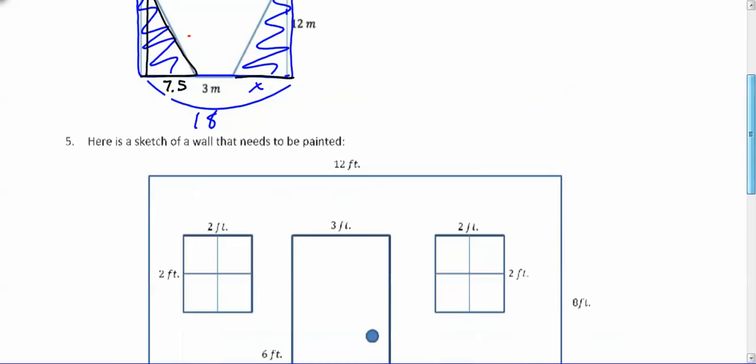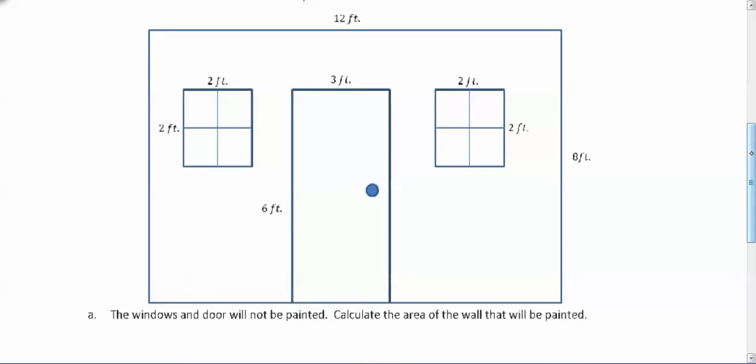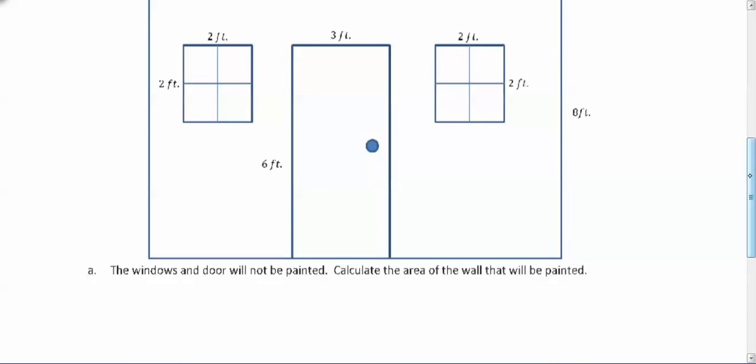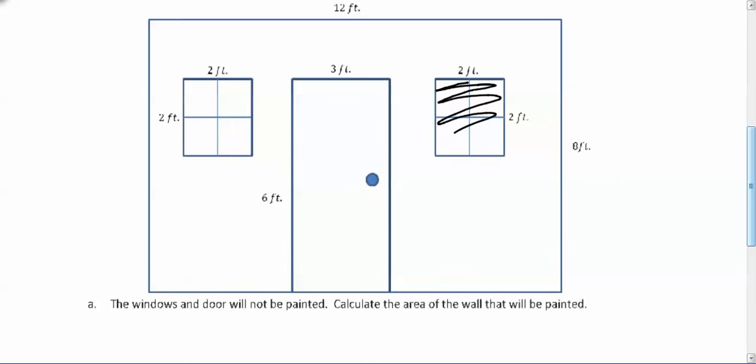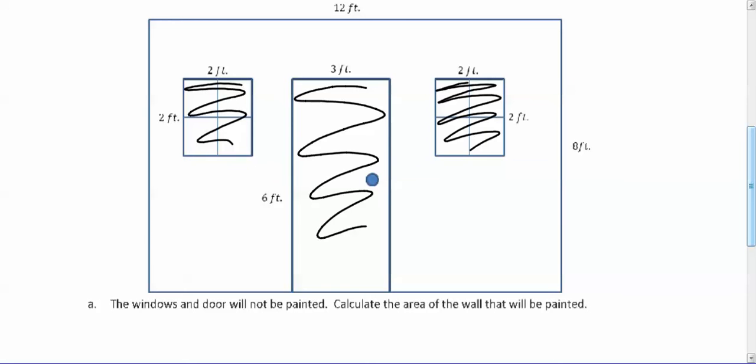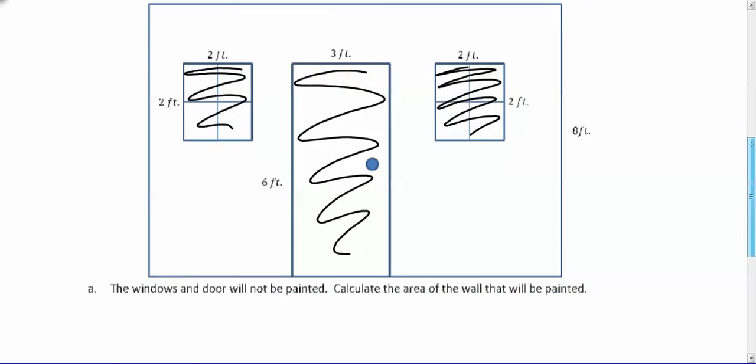All right, this next question makes me think that someone's painting their house wall with nail polish. It says the windows and door will not be painted. Calculate the area of the wall that will be painted. So obviously, you're not going to paint these, right? Don't do that. So you need to find the area of the whole rectangle, length times width, and then subtract out these 3 sections.